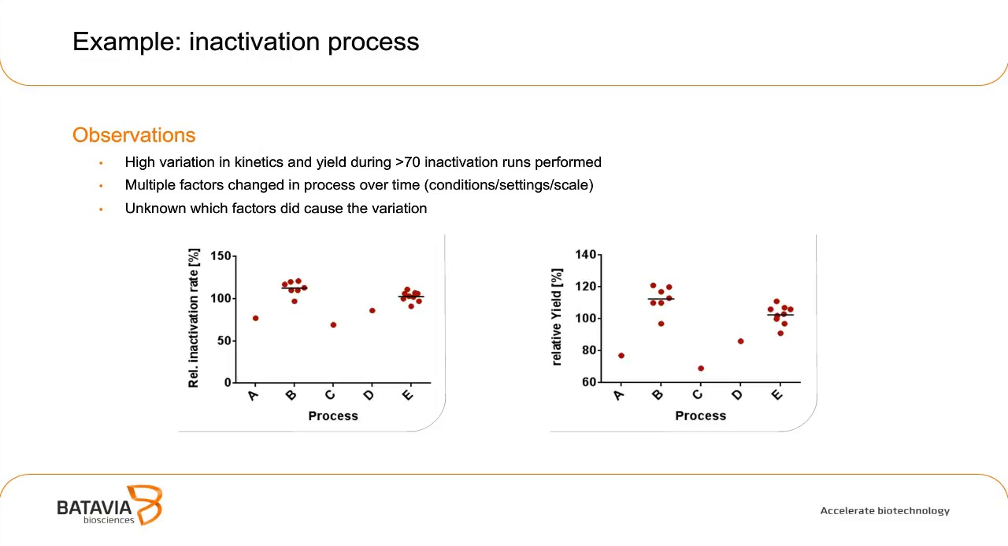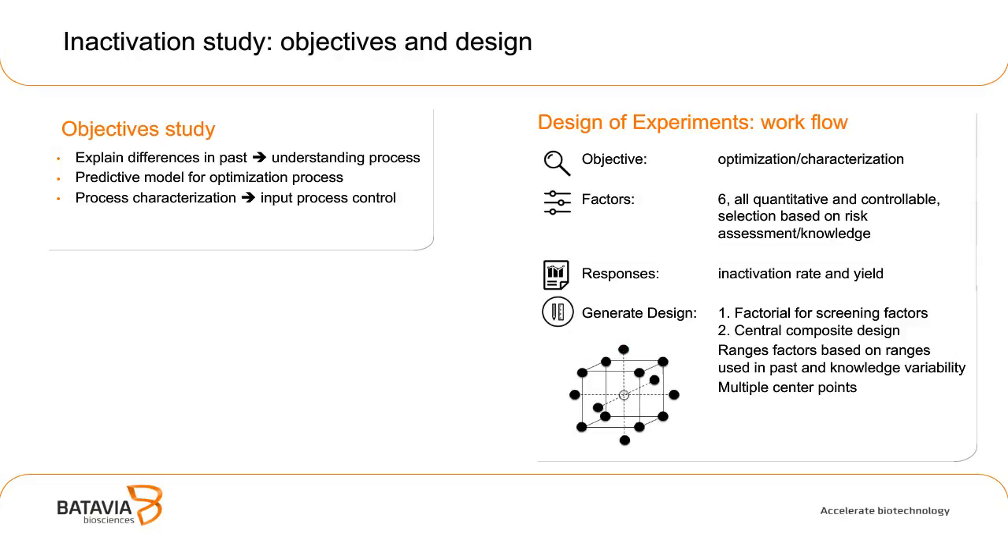Then we looked again at all those runs, and we saw that we had actually changed a lot of factors over time during development: factors in conditions, in equipment settings, skills, etc. It was not clear to us which factors caused the variation. We could define several processes where the combinations of all the factors were the same, but between the different processes multiple factors were changed, so we did not know which factor really caused the variation. We needed to investigate that because we need to understand the kinetics of our inactivation process.